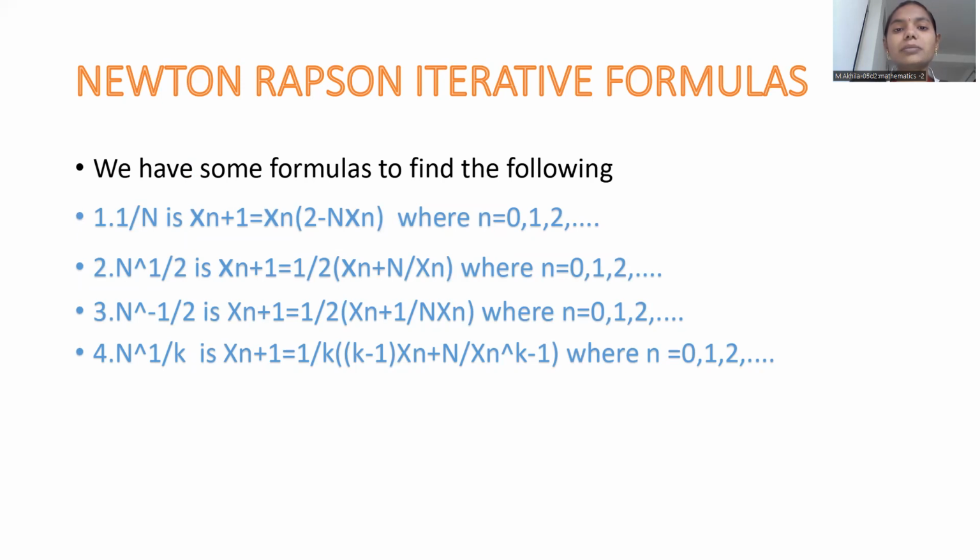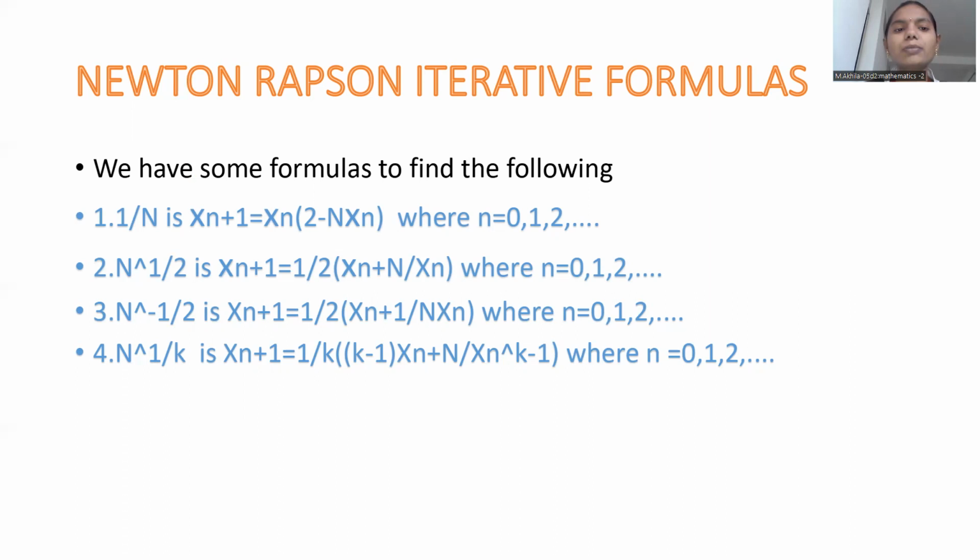Kth root of the number. It is similar to the square root; in place of 2, we are keeping k. Let us see what formula will be the output. The (n plus 1)th approximation of the kth root of N in the Newton-Raphson iterative formula is x(n+1) equals 1 by k into [(k minus 1) xn plus N by xn power (k minus 1)], where n equals 0, 1, 2, and so on.